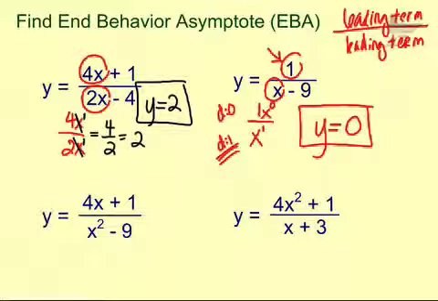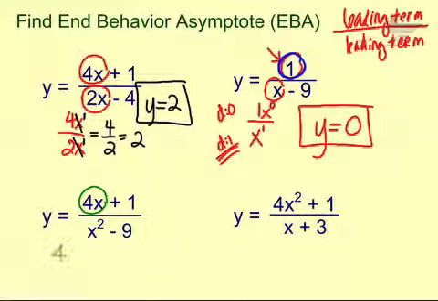If you have just a number in your numerator, like a 1, a 2, a 3, a negative 4, the denominator will always have the higher exponent with the x. So anytime you see just a number up top, shortcut, say, oh, I know it's going to be y equals 0.